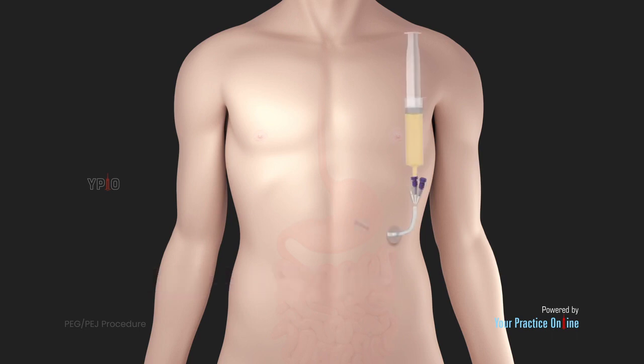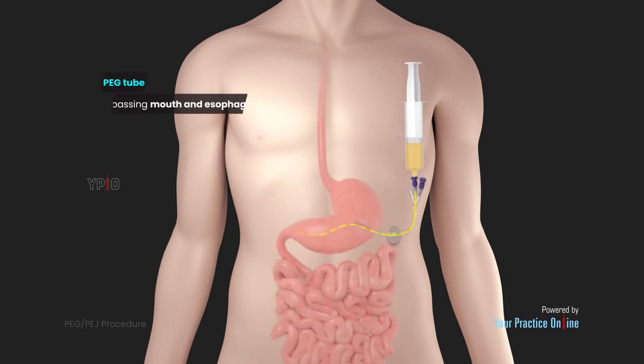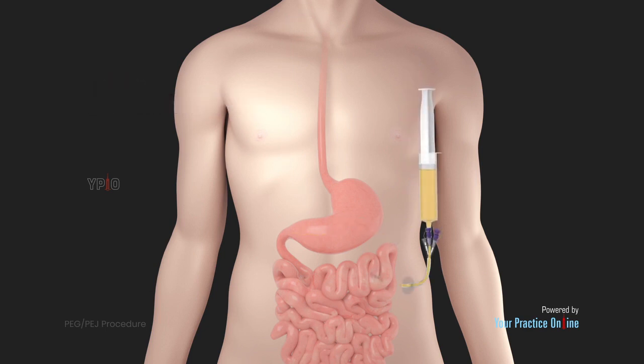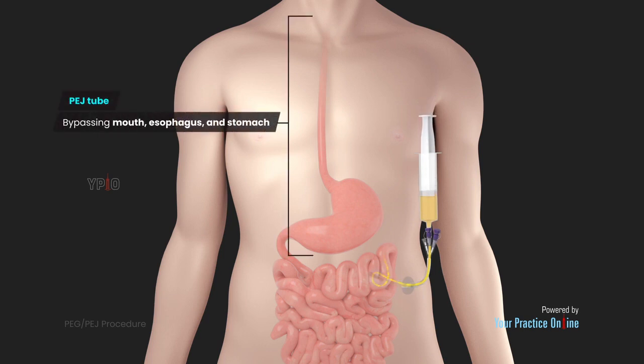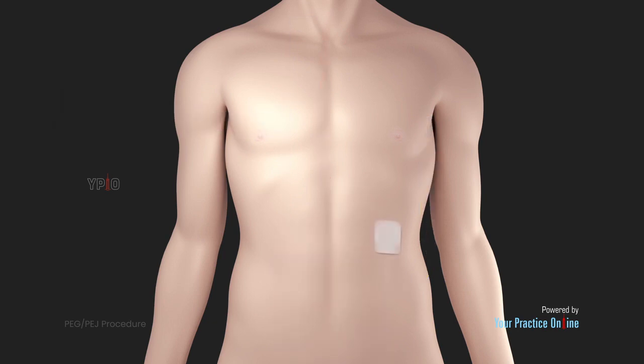PEG tubes allow nutrition, fluids, and/or medications to be given directly into the stomach, bypassing the mouth and esophagus, whereas a PEJ tube allows nutrition, fluids, and/or medications to be given directly into the jejunum, bypassing the mouth, esophagus, and stomach. Finally, the scope and instruments are withdrawn, and the incision is closed with a small bandage.